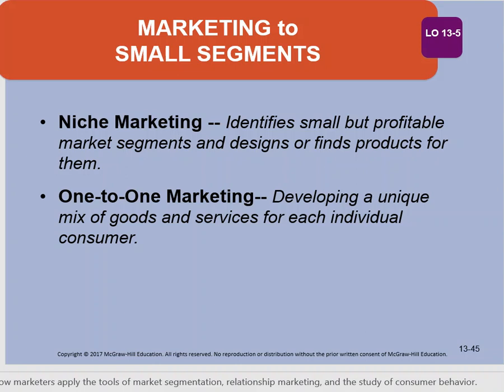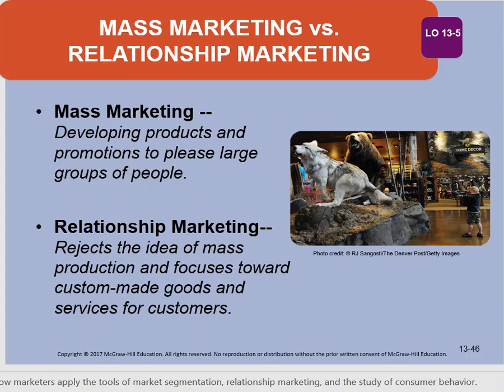Taking niche marketing to the extreme is the concept of one-to-one marketing. This is where you develop a unique mix of tangible goods and intangible services for each individual consumer. It really goes to the notion of, on one side, mass marketing versus relationship marketing. Mass marketing is where you develop goods and promotions to please large groups of people, or the mass market. Whereas relationship marketing avoids mass marketing, and focuses more towards custom-made tangible goods and services for the consumer.